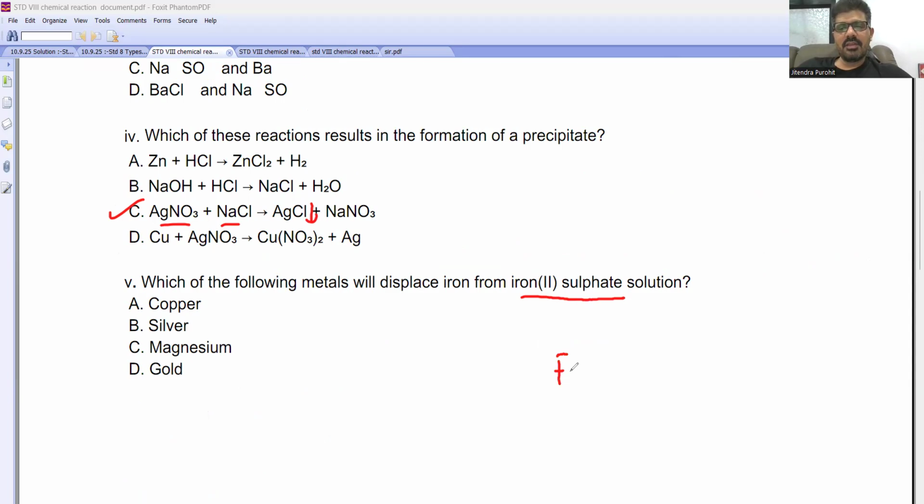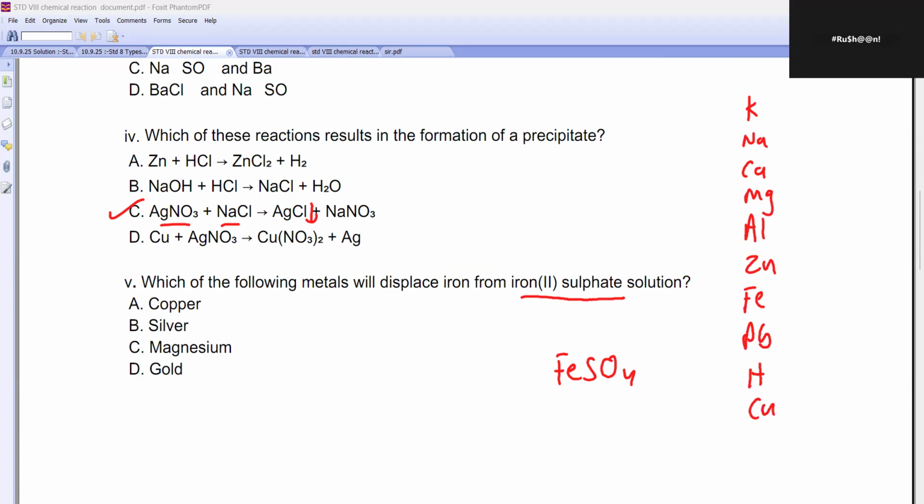Which of the following metals can displace iron from iron sulfate? Iron sulfate means Fe. Who will displace Fe? So you should know the reactivity series. Magnesium. So who can displace the one who is below? Who is above? Mercury, silver, magnesium, copper, gold.